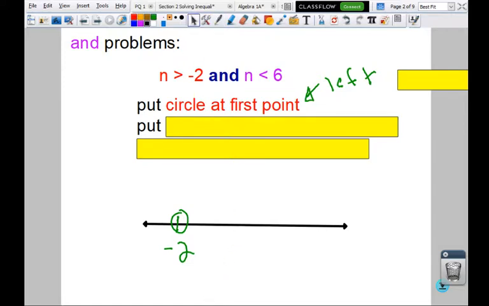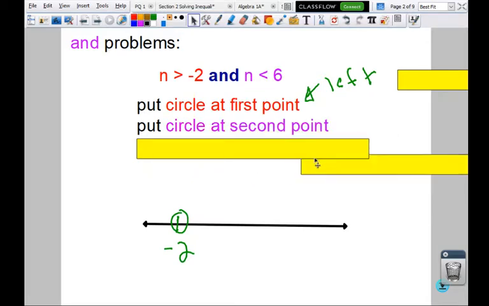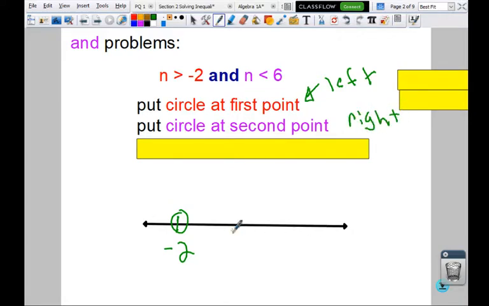Alright, so this is my "and" inequality. I did my circle at my first point, which I really mean my left point. And then I'm going to put a circle at the second point, which I mean my right point. Now we're going to put a circle at 6 over here. I'm not going to fill in my circle. And I'm not really going to fill in numbers in between here.